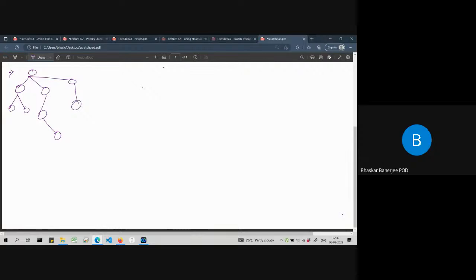Now if I say a binary tree, that means a tree which has at most two children. It can have one child as well. This is a binary tree, right? Now, this is also a binary tree. If I delete this thing, it is still a binary tree because the definition is at most two children. But if I draw a third child, then it is not a binary tree.